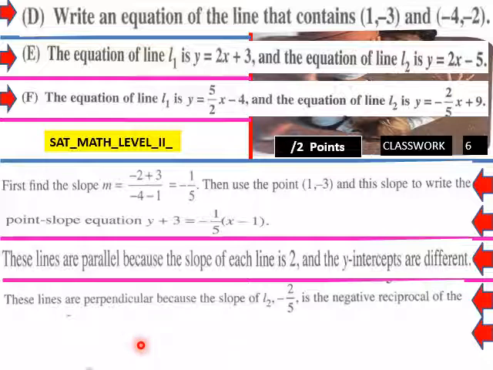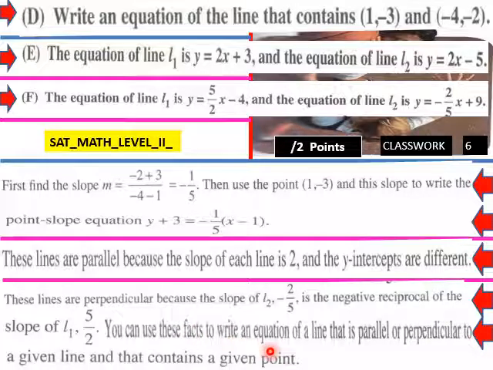-2 over 5 is the negative reciprocal of the slope of line 1, which is 5 over 2. You can use these facts to write an equation of a line that is parallel or perpendicular to a given line and that contains a given point. Lines are parallel if they have the same slope.